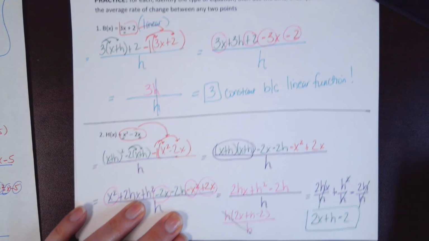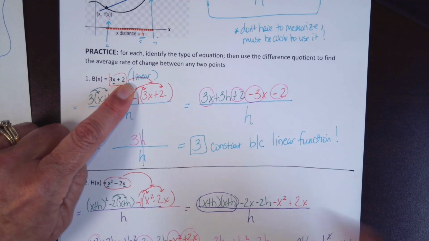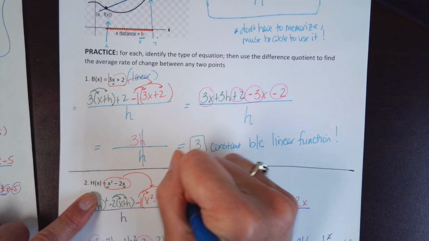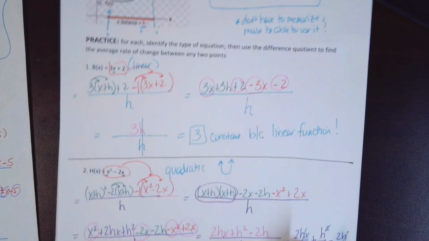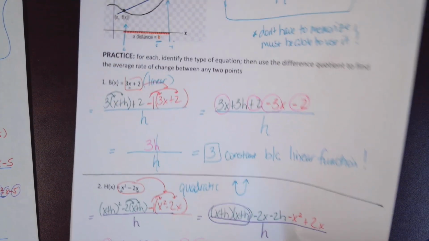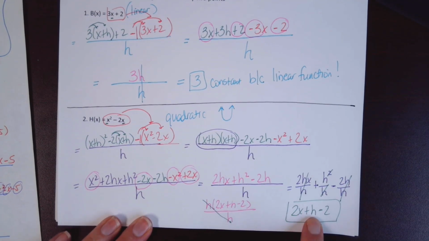Now again, linear function, constant slope. This was a quadratic function, a parabola, not a constant slope. So my difference quotient tells me that it depends on what x value I start with and how far over I move as to what the rate of change is going to be.